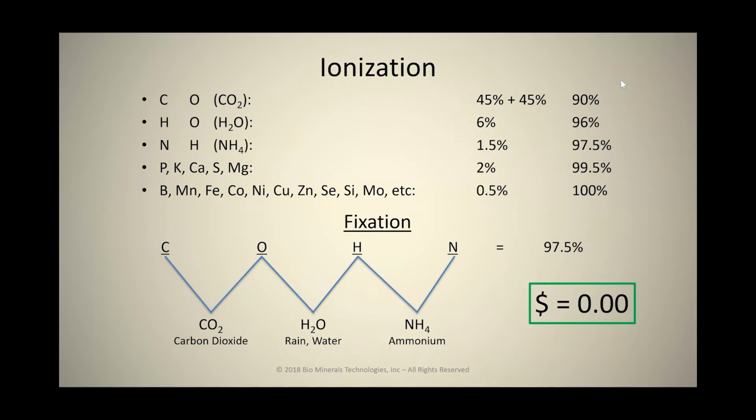This is 97.5% of a plant that you don't need to buy. It's there if we learn how to convert these inorganic, insoluble elements into organic forms of plant nutrition that are usable.